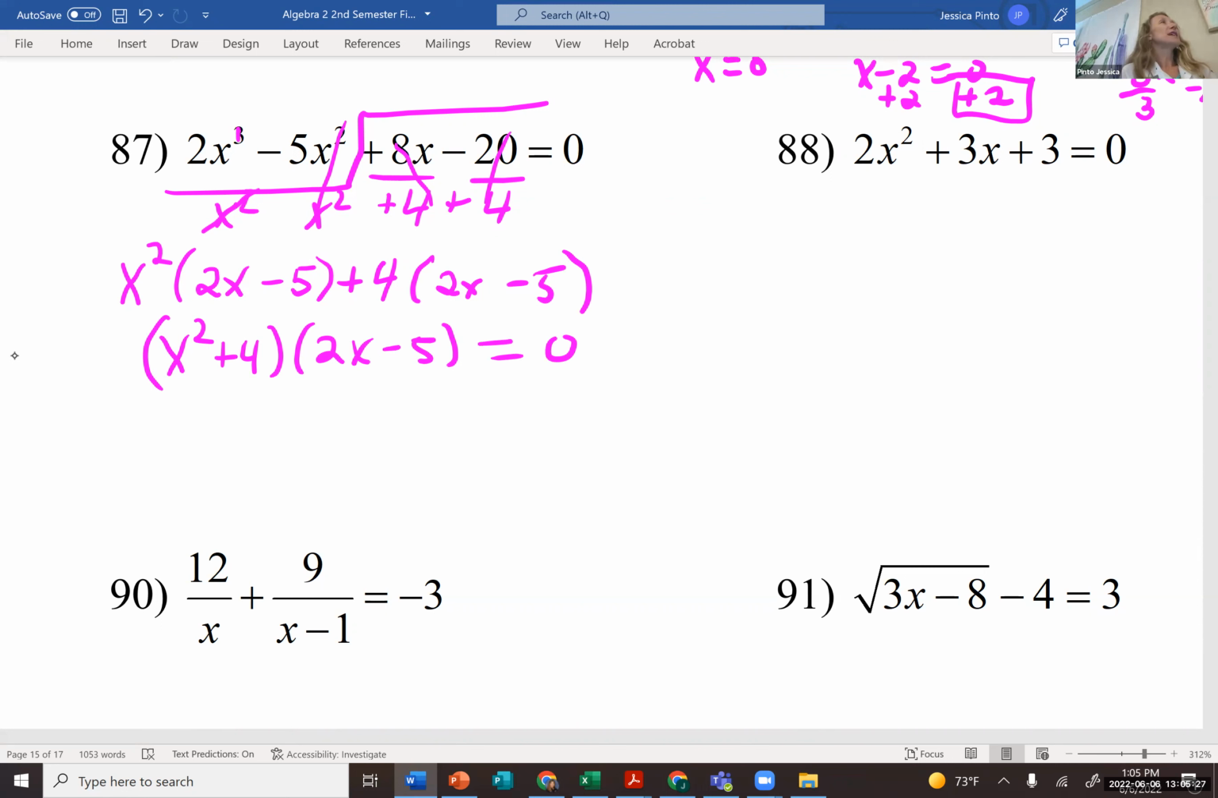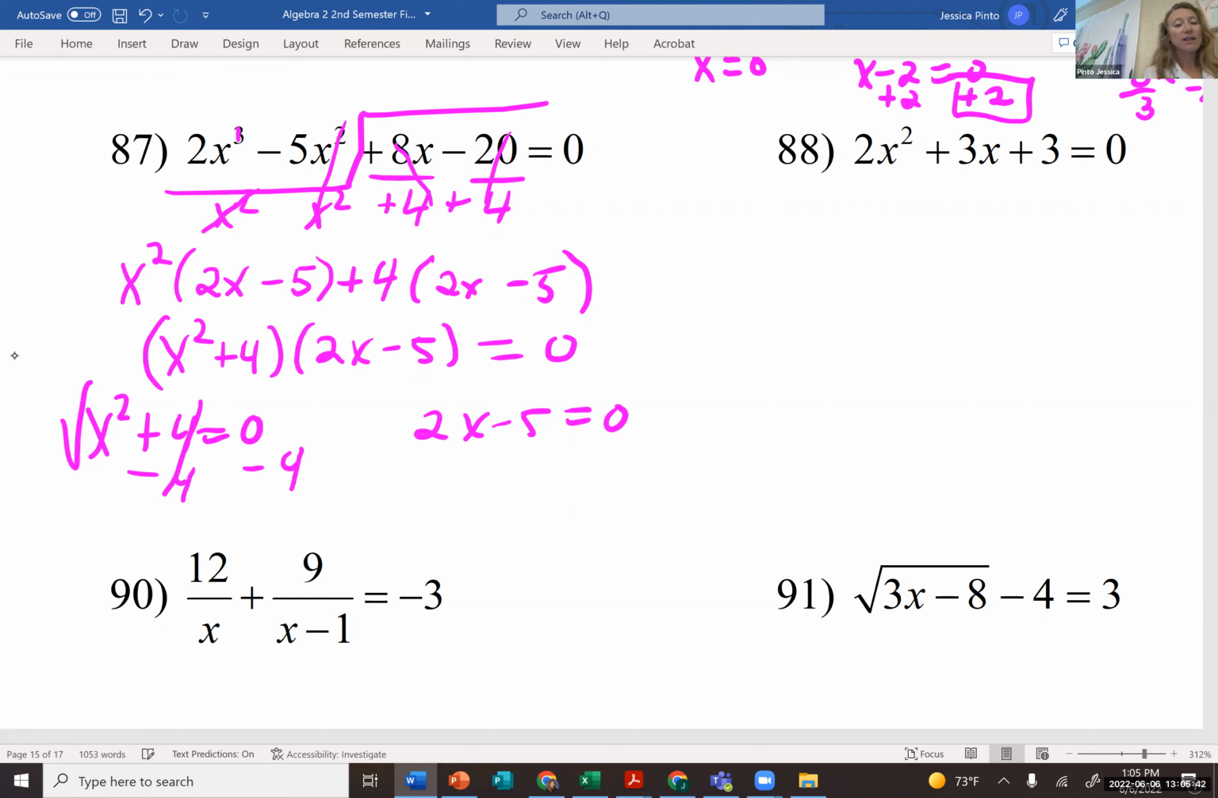Just like in my previous factoring problem, I'm now going to set each factor equal to 0, and I will solve these. So I'm going to have minus 4. Uh-oh. Then I take the square root, and I get x is equal to plus or minus the square root of negative 4, which does have an answer. So remember, this is negative 1 times 4.